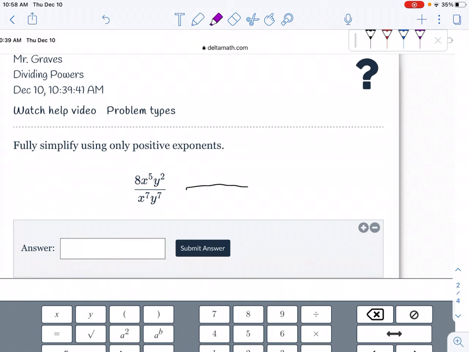8 doesn't have anything to reduce with, so it stays 8. For our x's, we have 7 and 5, so 7 minus 5 is 2, and that gets rewritten down below. And for our y's, we have 7 and 2, and 7 minus 2 is 5, and that also gets written down below because there were more down there. So y to the 5th. So we would hit 8, we would hit divided by to make over. X, a to the b button gives us a 2. Y, a to the b button gives us a 5.